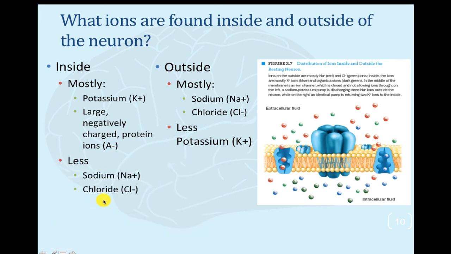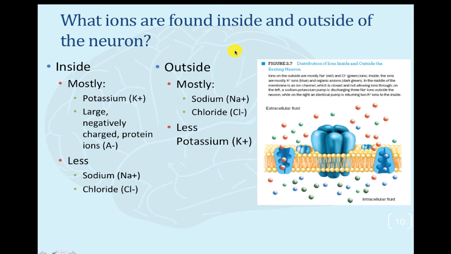Less common inside the neuron are sodium, Na+, so sodium has a positive charge, and chloride, Cl-. And if sodium chloride rings a bell, it should. That's because that's table salt, right? And so anyway, there's basically some salt inside the neuron, but not very much.